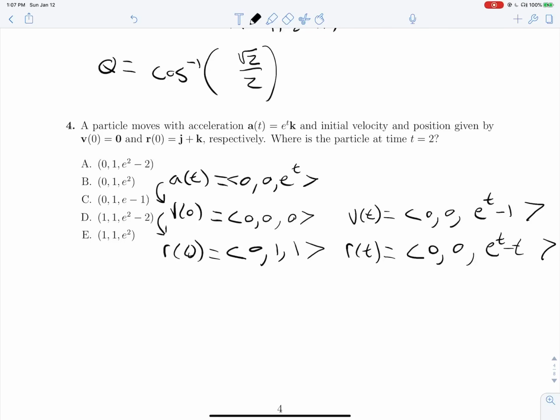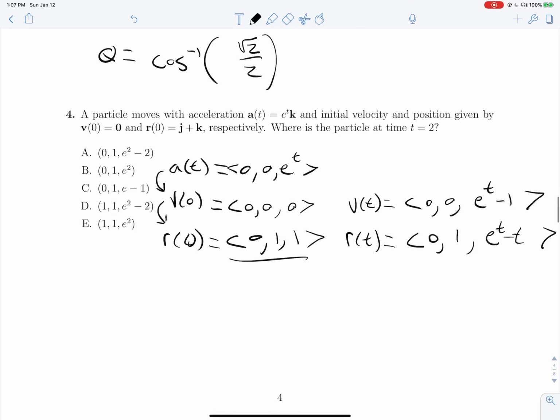And we need to, again, make sure that we satisfy this guy right here. Our x term is good. Our y term, we need to add 1 to. And our z term, well, when we plug 0 in, we're going to get 1 again, and so we don't need to do anything to that. So finally, we're looking for the position of the particle at t equals 2. So r of 2 is going to be 0, 1, e squared minus 2.